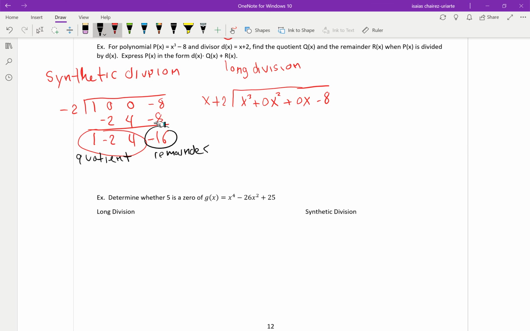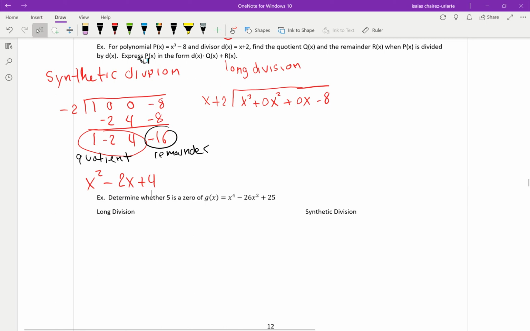And I can think of the quotient as the following polynomial. x squared minus 2x plus 4. So right now, the synthetic division only gives me the coefficients. And also, in order to know if it's x squared or x cubed, think about the dividend, the thing that goes inside my little house. That was of degree 3. So then the quotient should be 1 degree smaller. So this quotient should be of degree 2. All right. So we should have gotten the same thing with long division.